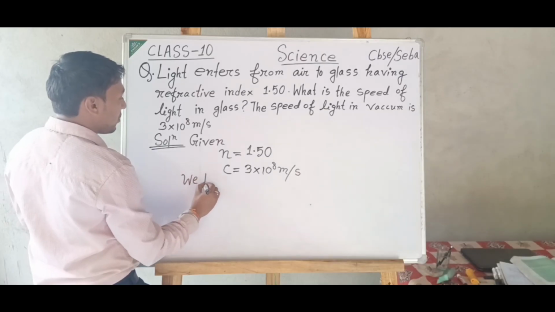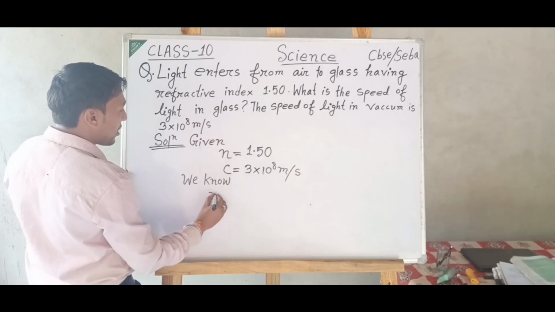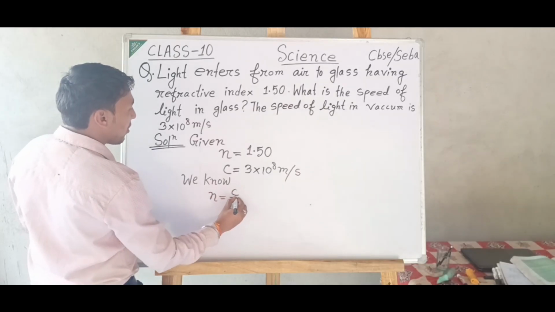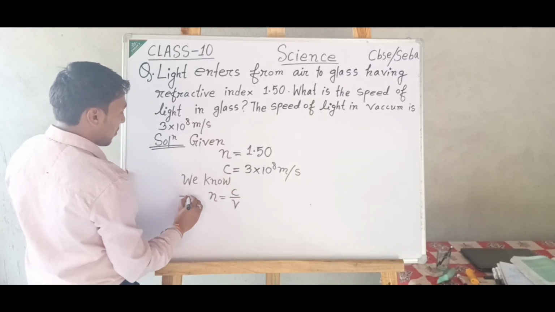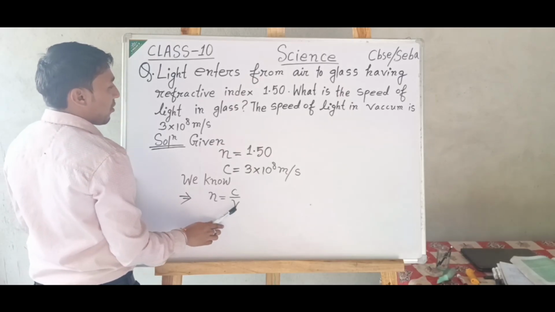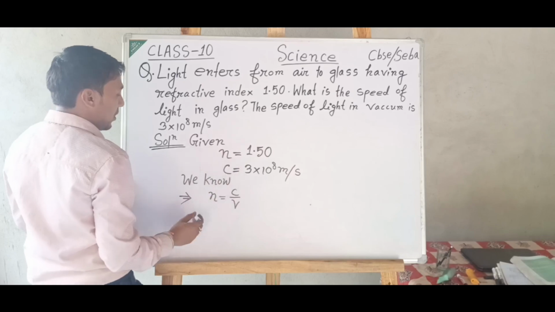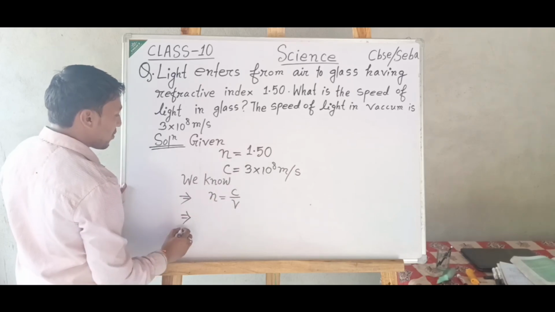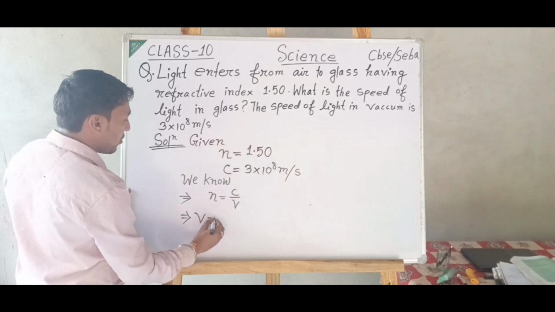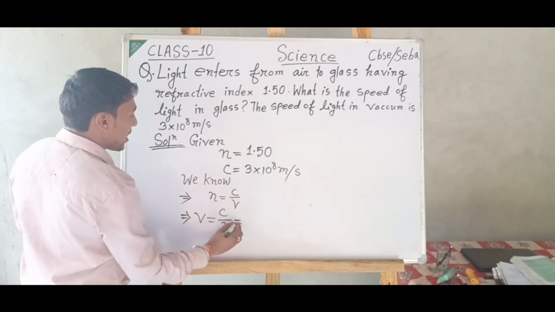Now we know the formula for refractive index n equal to C by V. Here I will find the value of V. Why? Because V means speed of light in glass, n means refractive index, C means speed of light in vacuum. If I arrange this formula, then V equal to C by n. Now just place the value.